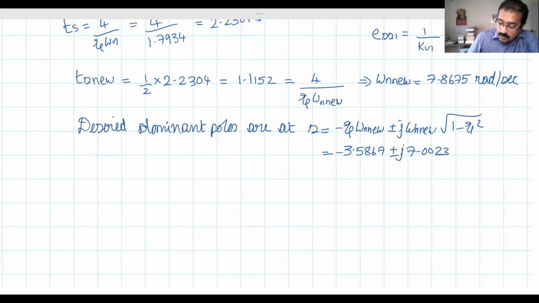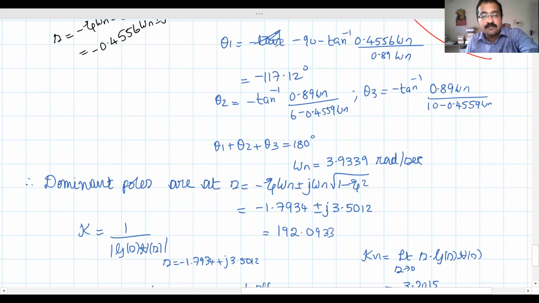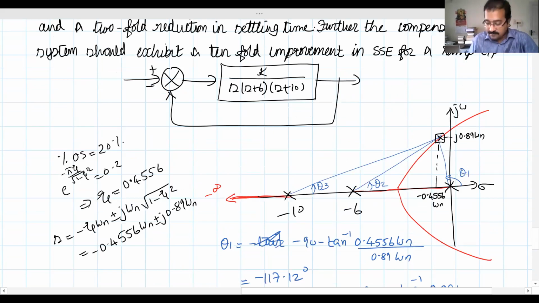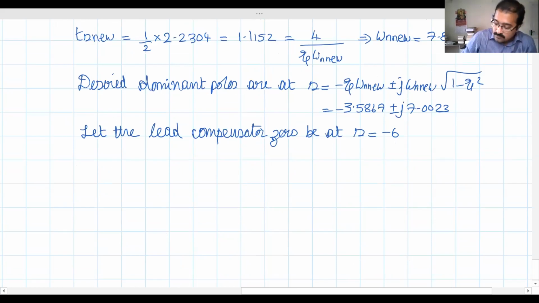So let the lead compensator zero be at s equals minus 6. Our plant was K divided by s(s plus 6)(s plus 10). So we are trying to nullify this factor. You can take, of course, anything, and you will get a different lead compensator configuration. It's your choice. Be it minus 6.